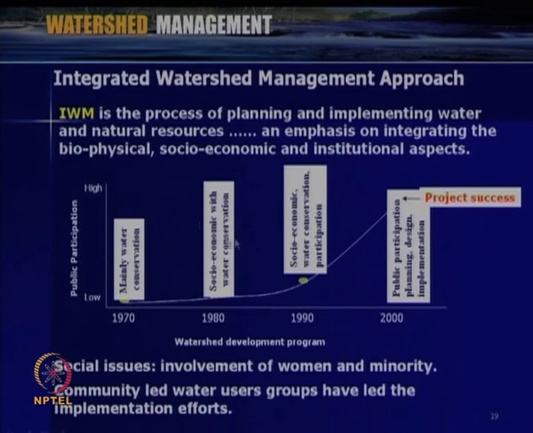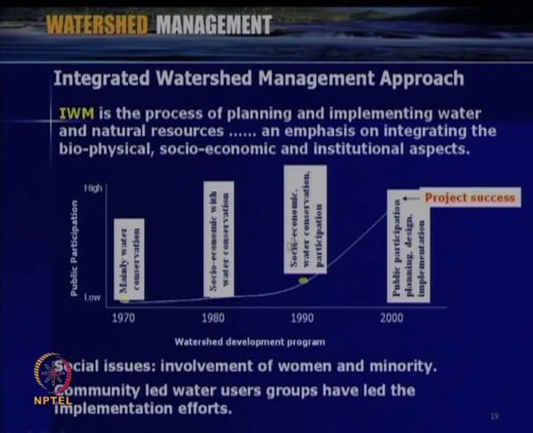Now if you critically analyze the watershed development programs or projects in India, in the 1960s and 70s the main emphasis was on water conservation. The important projects were implemented by the central and state governments, mainly for water conservation. The people were not consulted on these issues, so public participation was very minimal, and many of the projects were not successful.